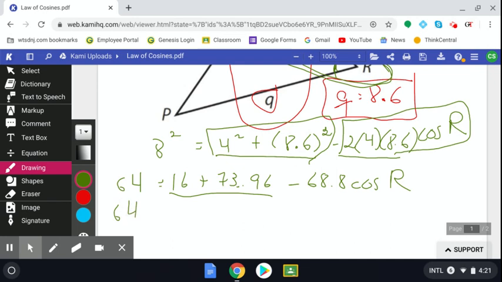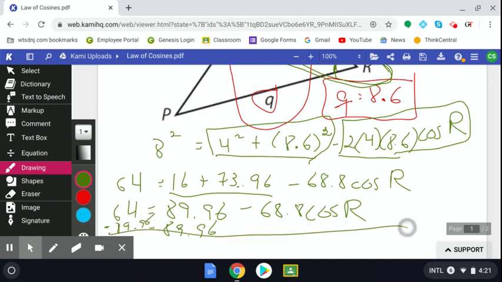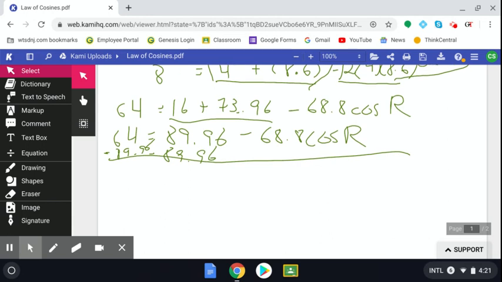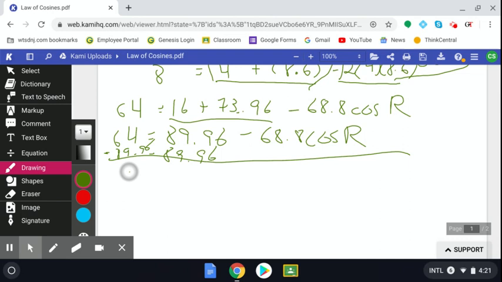So 64 is equal to 89.96 minus 68.8 cosine R. And now you have to subtract this from both sides. And what you get now is negative 25.96 is equal to negative 68.8 cosine R. So now the negatives cancel out.